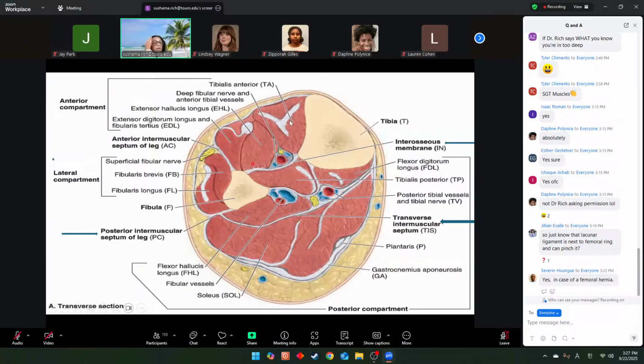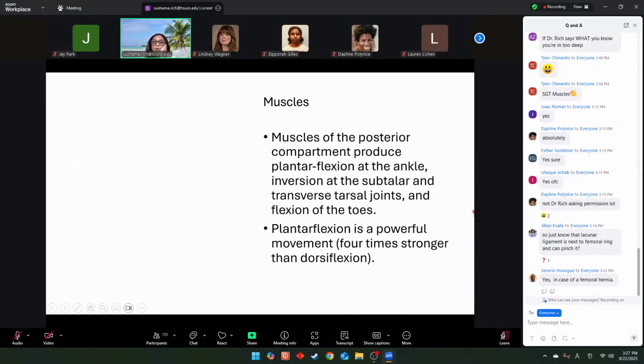Okay? So this is anterior, this is posterior, this is lateral. Deep fibular, tibial, superficial fibular. Anterior tibial artery, posterior tibial artery, and fibular artery. Fibular artery helps out the lateral compartment. So this is a good way to know your compartments.